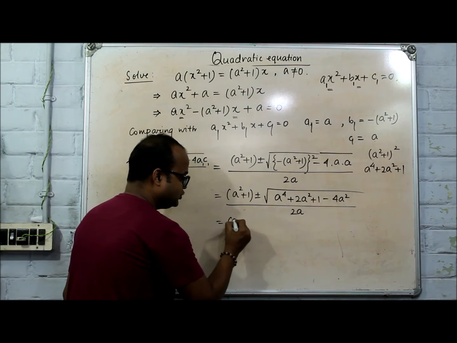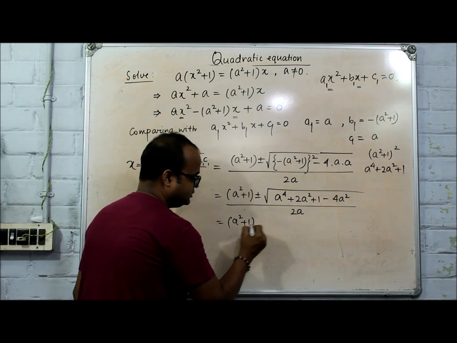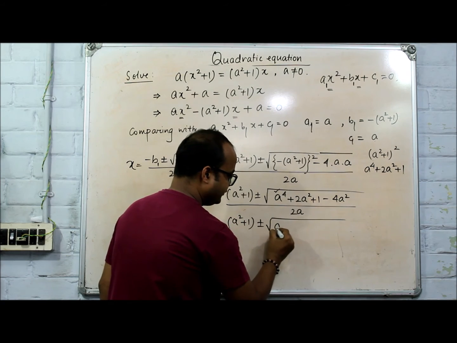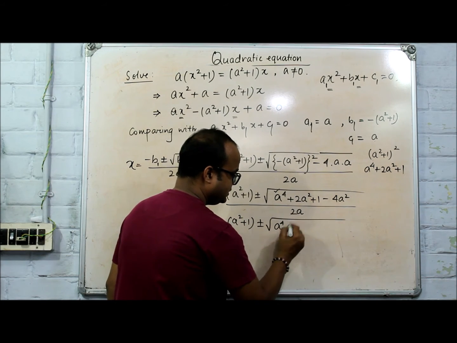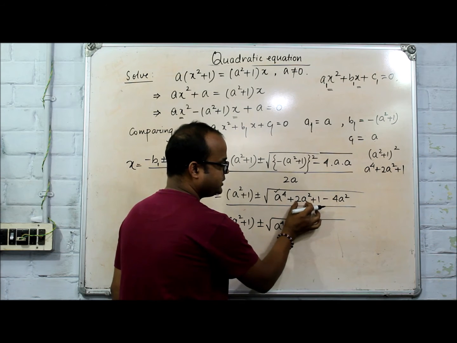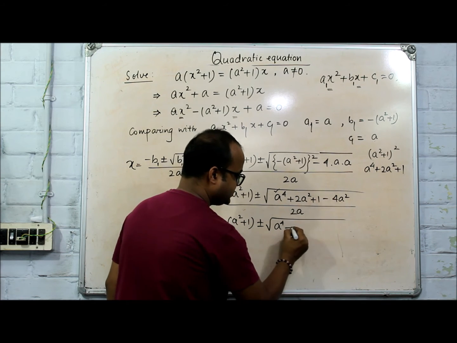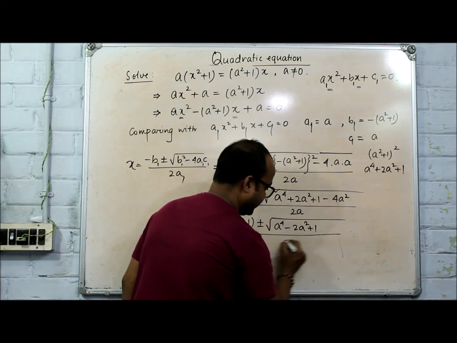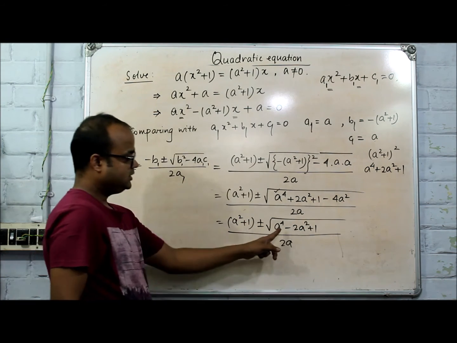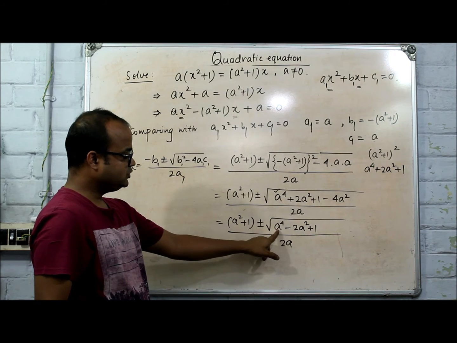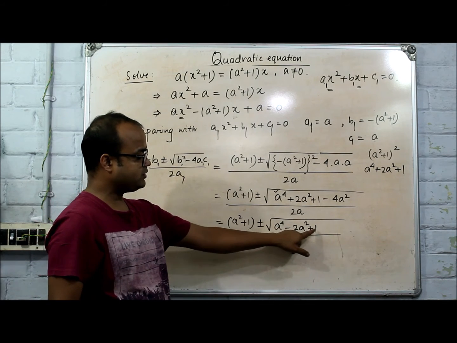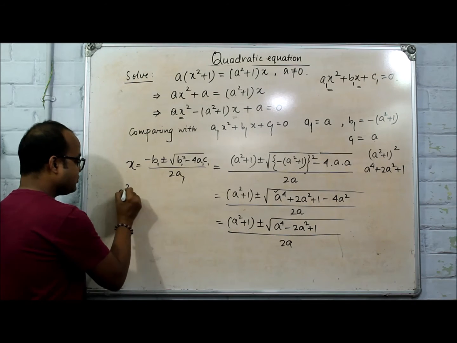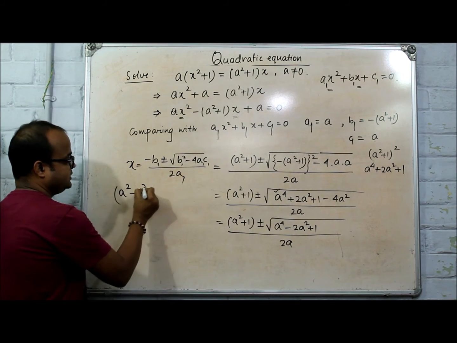So this is equal to a square plus 1 plus minus a to the power 4 plus 2a square minus 4a square. This is equal to minus 2a square plus 1 by 2a. Now a to the power 4 minus 2a square plus 1, this is actually a square minus 1 whole square.